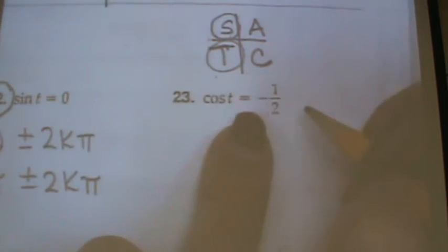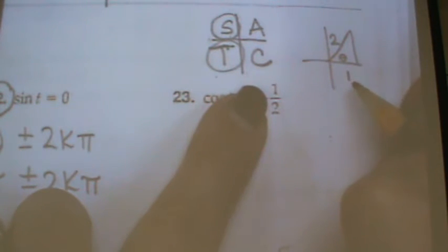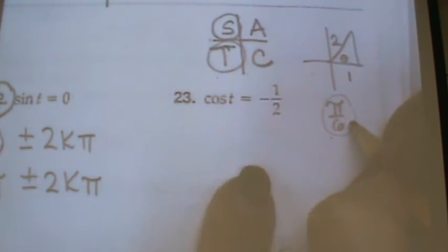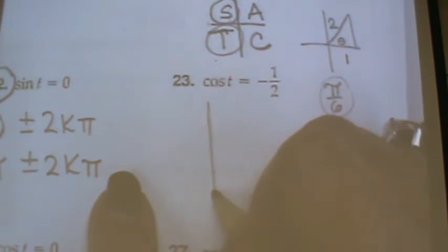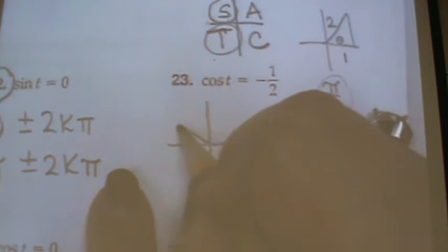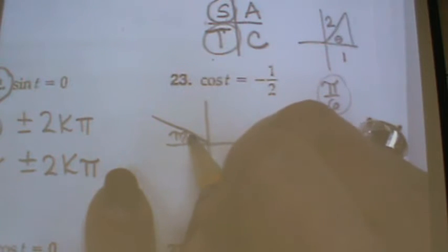So this is what I do. I ignore this negative for a second, and I draw a triangle in quadrant 1. I'm going to name this side 1 and this side 2 because it's cosine. What angle am I? 30 degrees. You're a 30-degree angle. Can you name 30 in radians? Pi over 6. So you're going to put a 30-degree triangle in quadrant 3. So let's do that. This is pi over 6 right here.